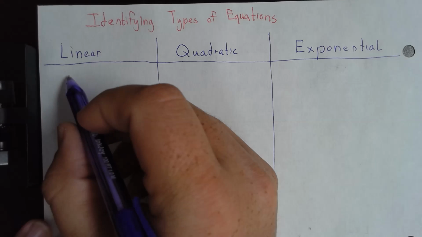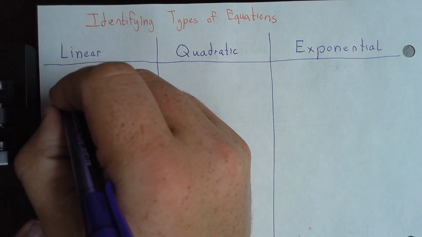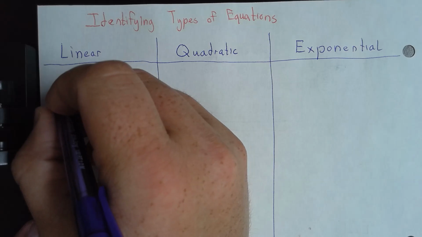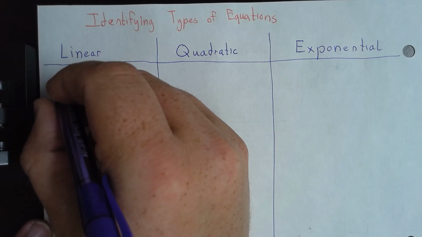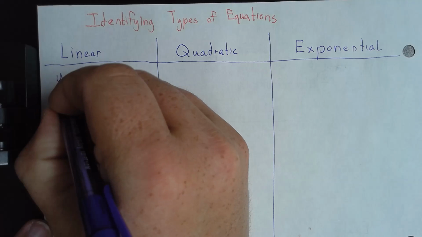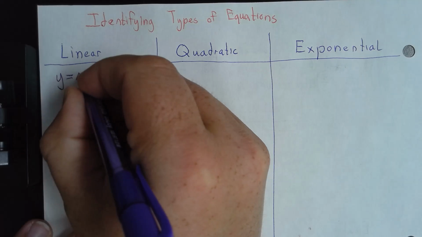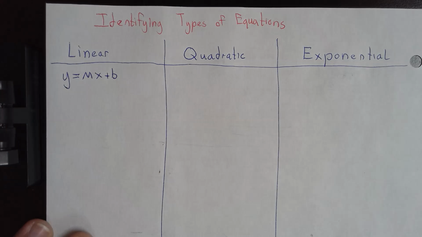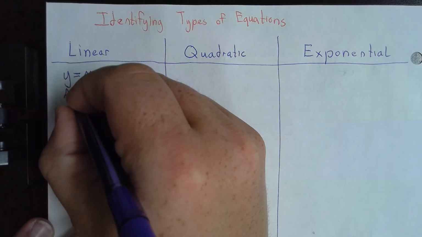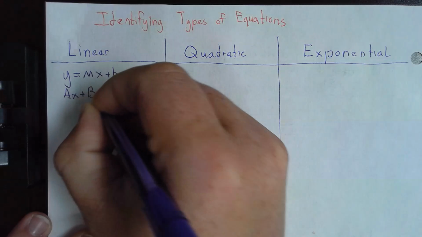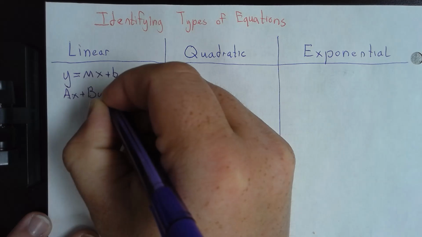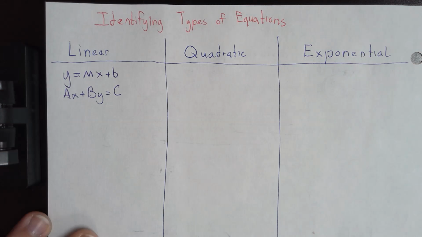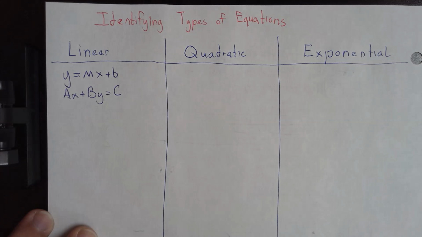What's our main form that linear comes in? Y equals mx plus b. That's our main form. That's our slope-intercept. We also have our standard form, which is ax plus by equals c. But linear is not just limited to those types, or that exact setup.